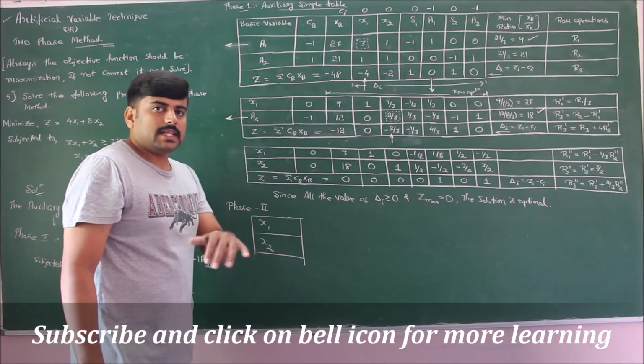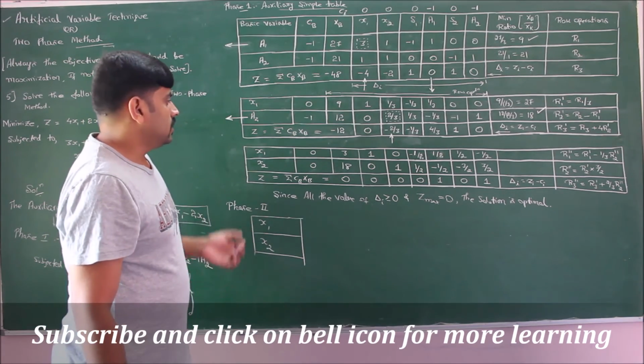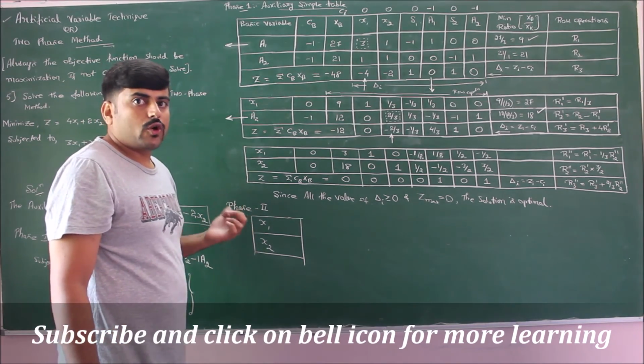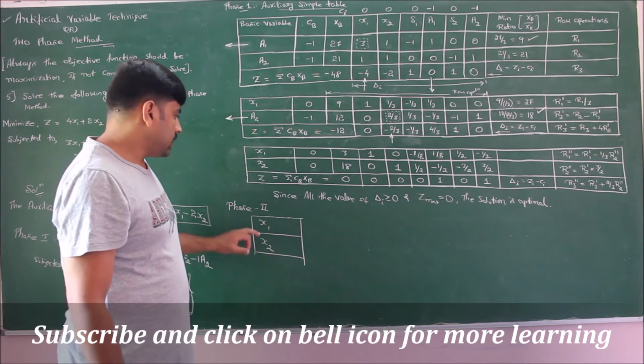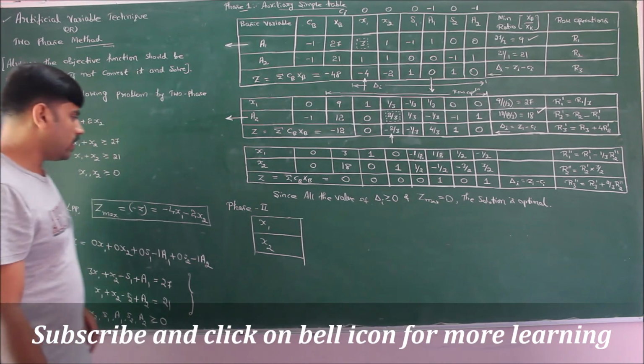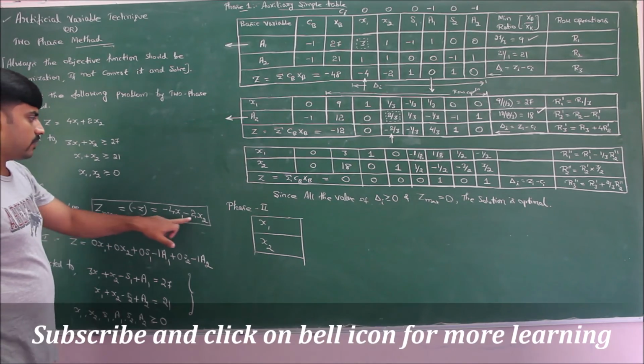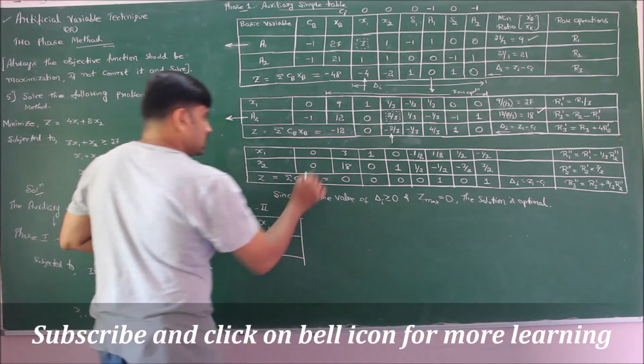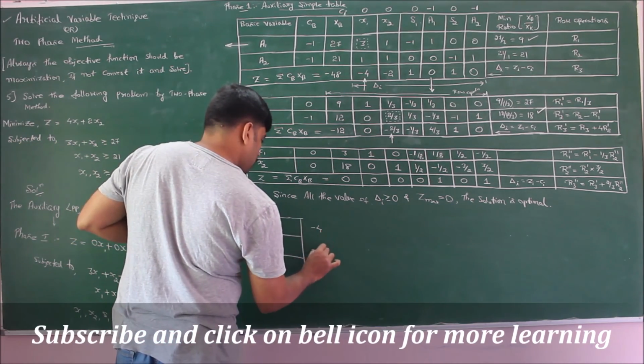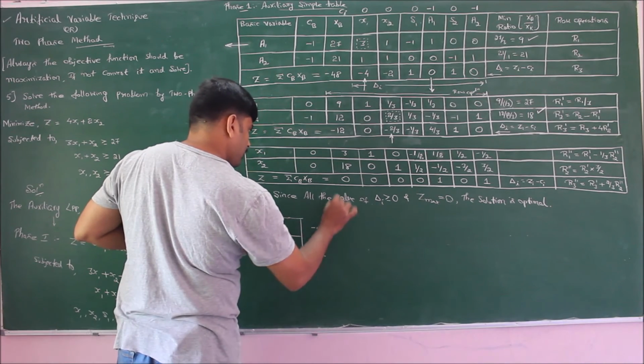As I clearly explained in the beginning of this lecture, I should take the actual coefficients of CB. The actual coefficients of x1 and x2 for Z max is minus 4 and minus 2. So therefore CB will become minus 4 and minus 2.